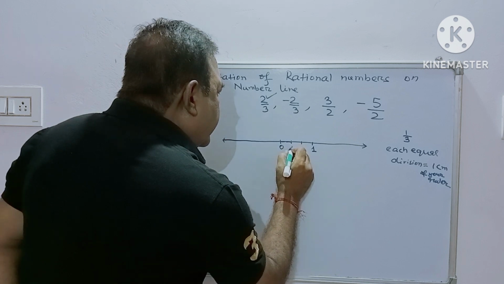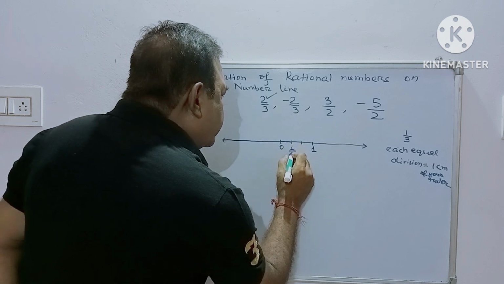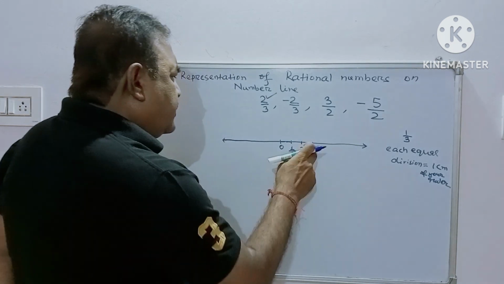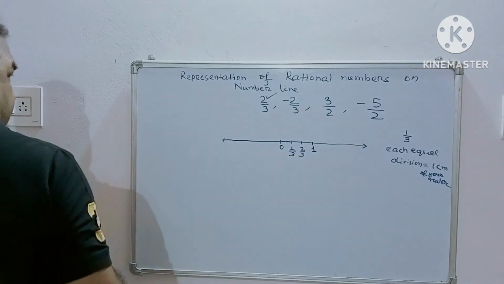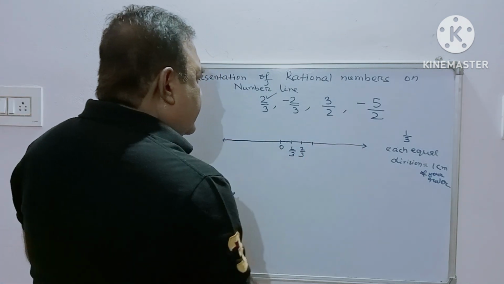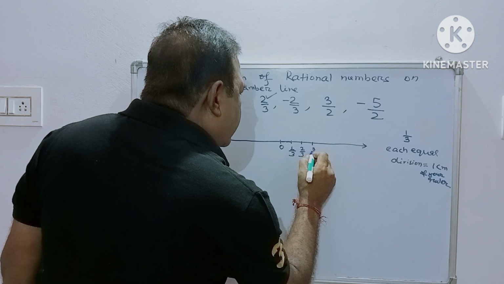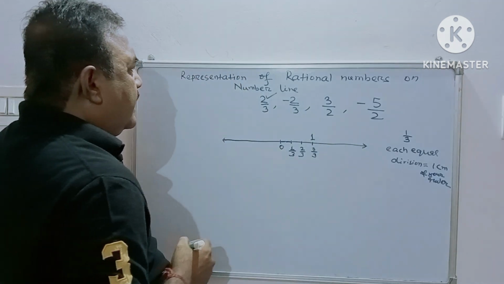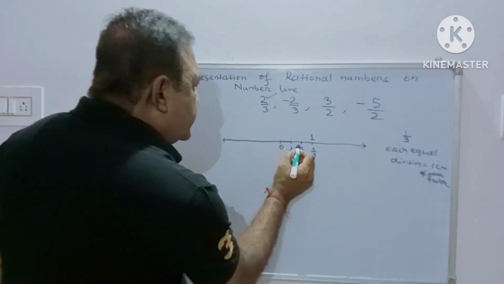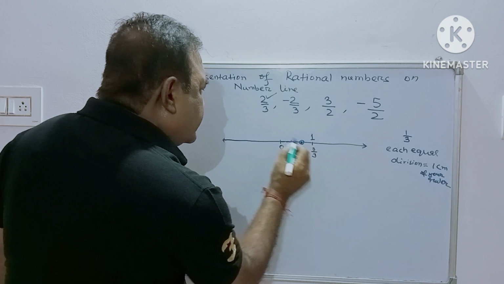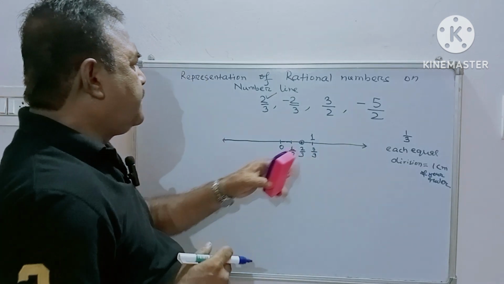So this is 1 upon 3. This is 2 upon 3. And this one, this is 1. This is 3 upon 3, which is 1. And we have to take 2 upon 3. So this point is 2 upon 3. You may show it like this. This point is 2 upon 3.